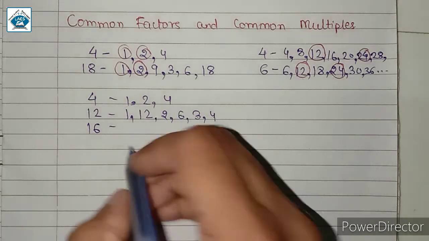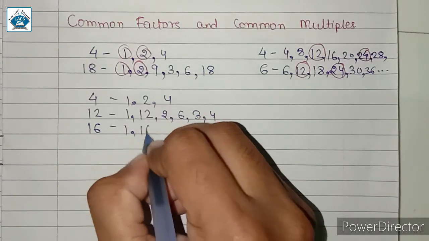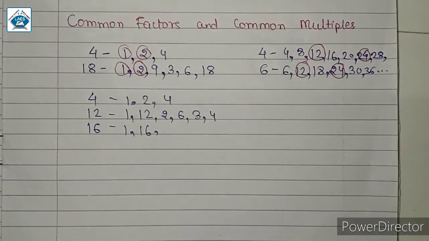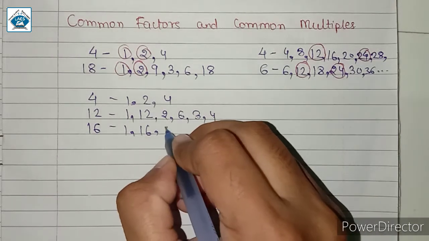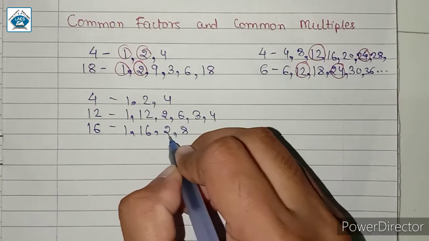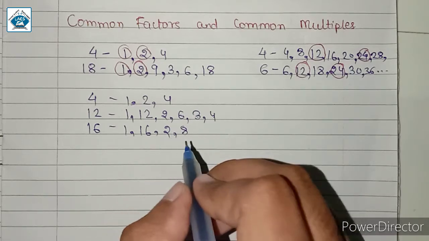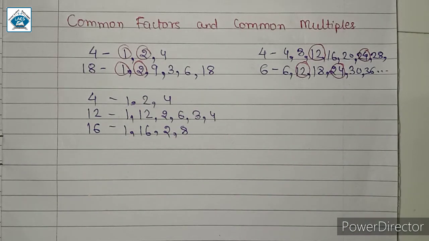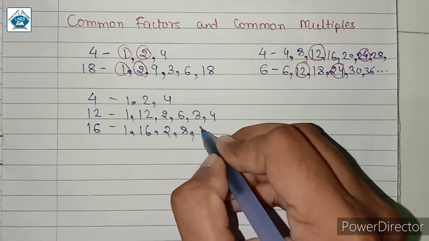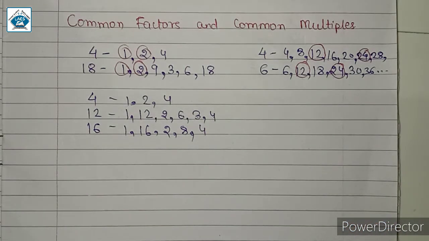For 16 we have 1 and 16. This is always true: for all numbers, 1 and the number itself are factors of that number. Next, 2 8s are 16, so 2 and 8 both are factors of 16. Next we have 4 4s are 16, so 4 is also a factor of 16. So 1, 16, 2, 8 and 4, these are the factors of 16.